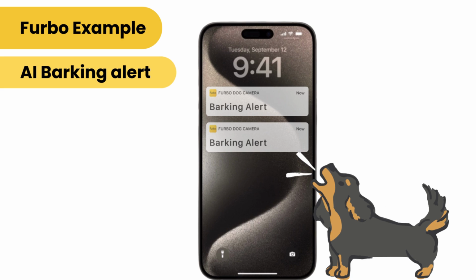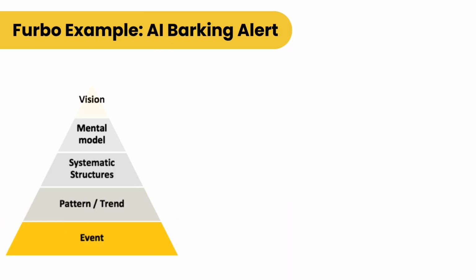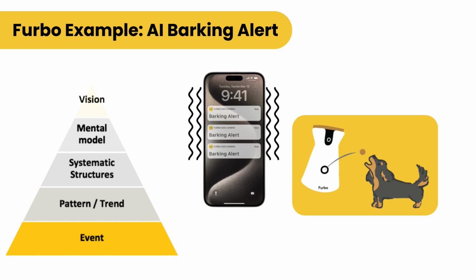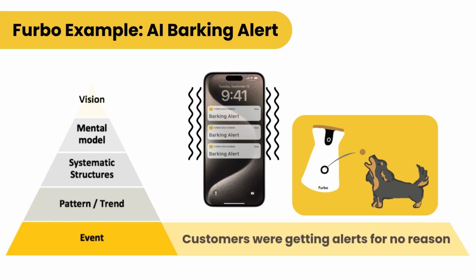Let's break it down. What was the initial event that told us there was a problem? The event was simple. Customers were reporting that Furbo's AI barking alert was notifying them even when their dog wasn't barking. They were getting alerts for no reason. Right, annoying notifications when nothing was actually happening.